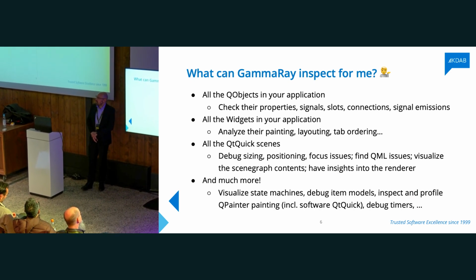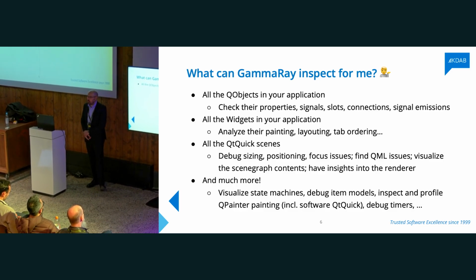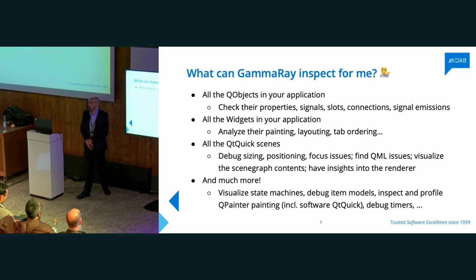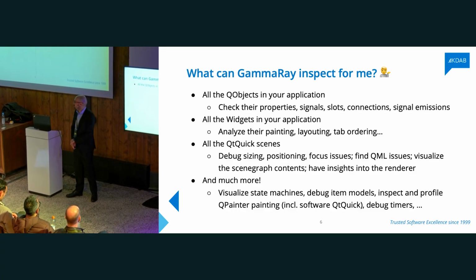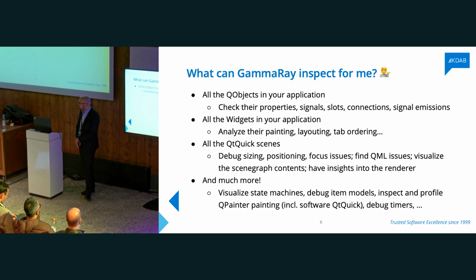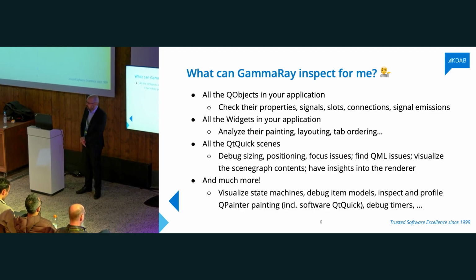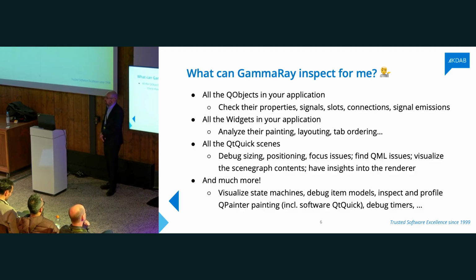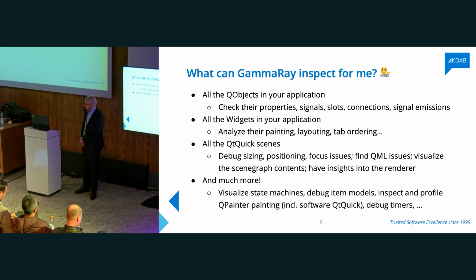So what can I do with GammaRay? I launch it, what do I do with it? Well, I can inspect interesting things about my Qt application. For instance, I can inspect all the QObjects inside the application, and for every one of them, I can figure out their properties, the current values, any signal that is emitted by that object or is logged, what are the connections that are active on that object, and when a signal is emitted.